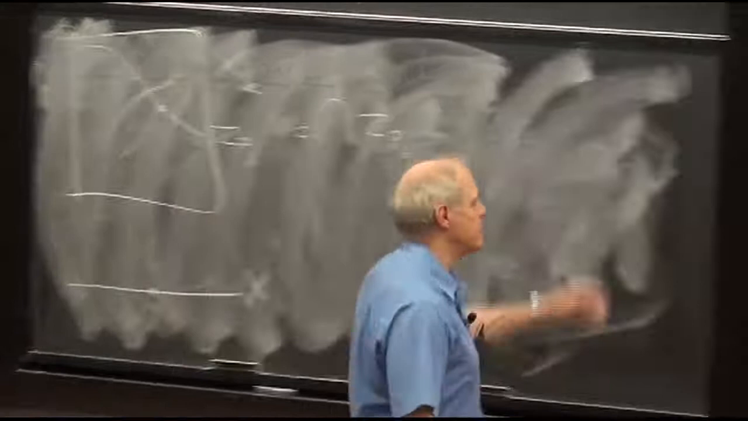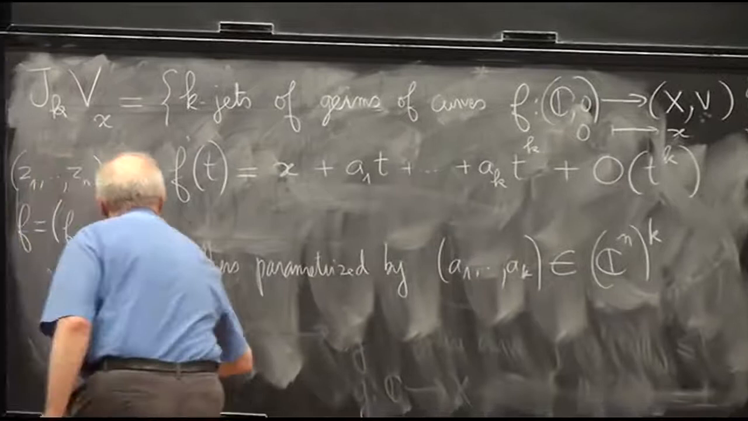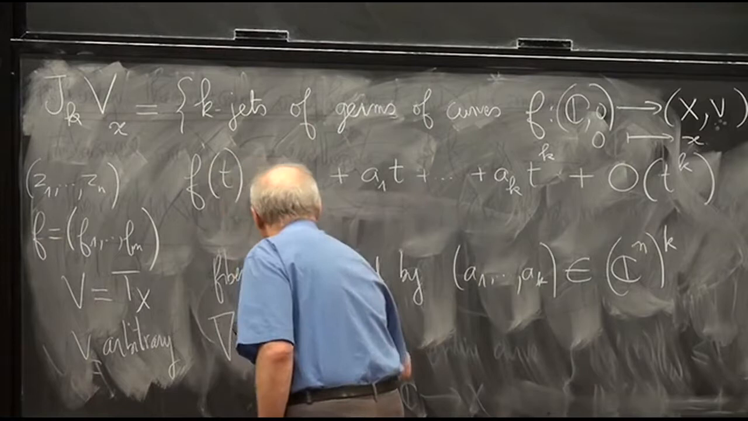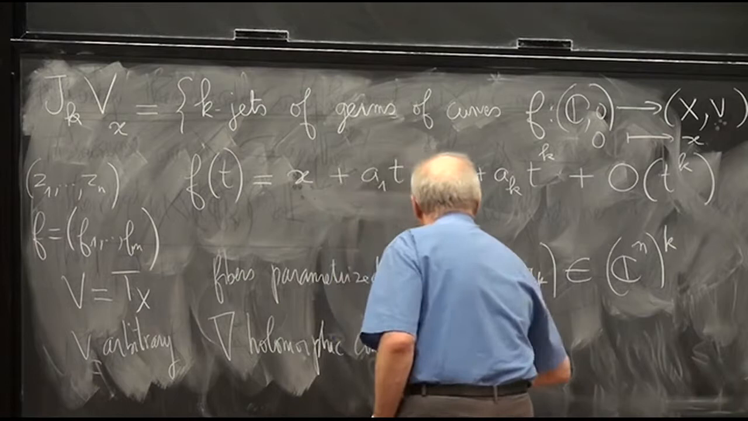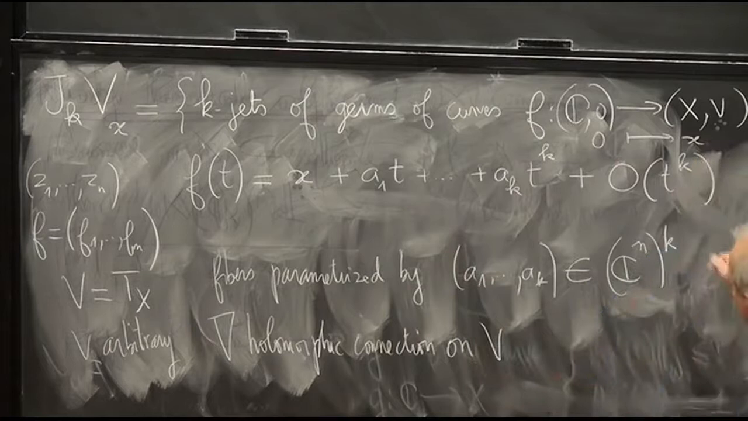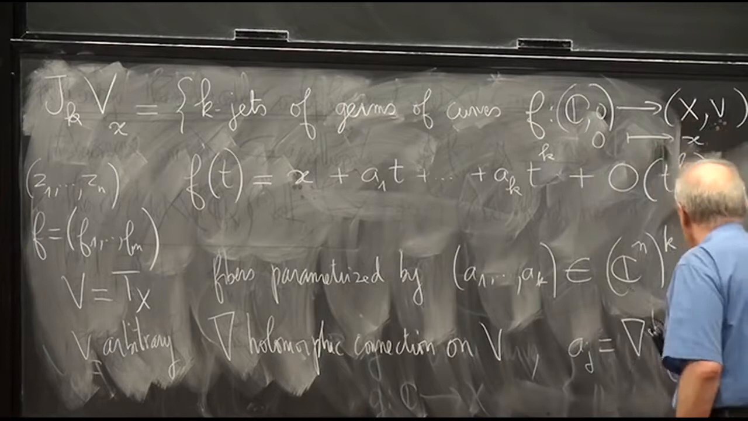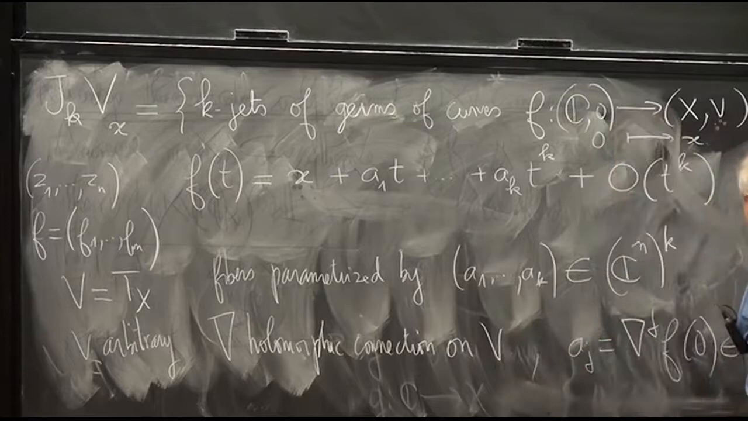If V is arbitrary, you can essentially do the same, but instead you take a connection, so a holomorphic connection on V, at least at those points where it is a subbundle, so of course you have to take a connection outside of the singularities. Then you compute, with respect to the connection, the successive derivatives at the origin, and because you have a connection on V, you get points on V. And then the fiber is simply V to the k.